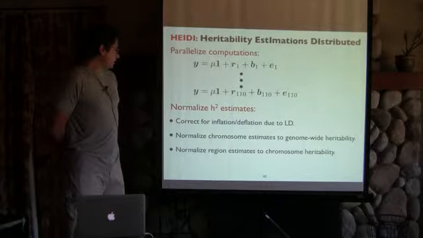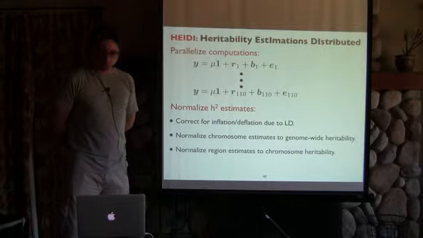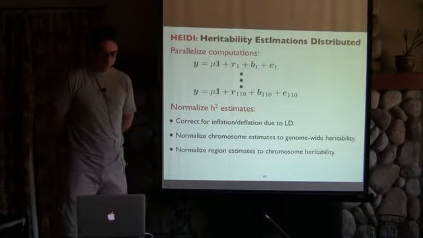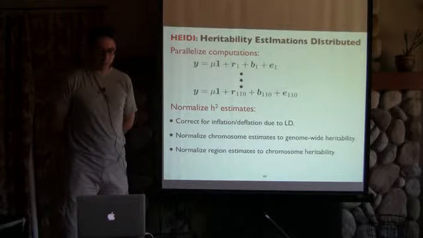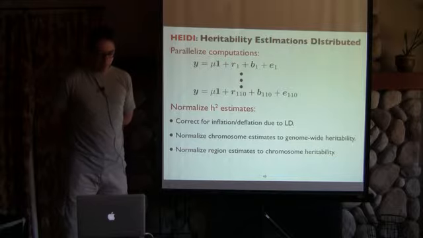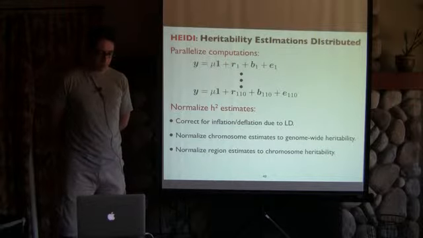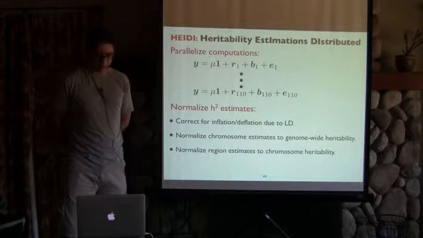What we do is we first compute the heritability explained by the genome, and then we compute the heritability explained by each chromosome, and we normalize the chromosome estimates such that their sum equals the genome-wide heritability. We then partition each chromosome into the regions we are interested in, and repeat the same process, now normalizing the region heritabilities to that of the chromosome they come from.